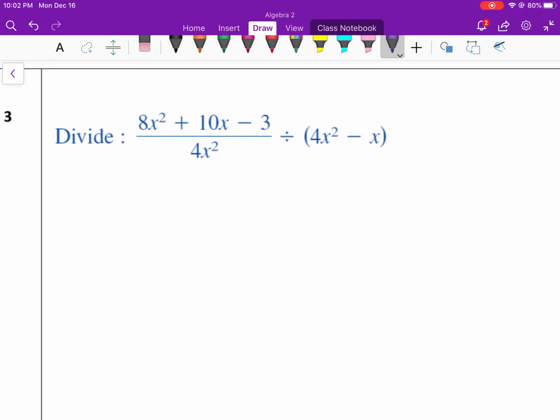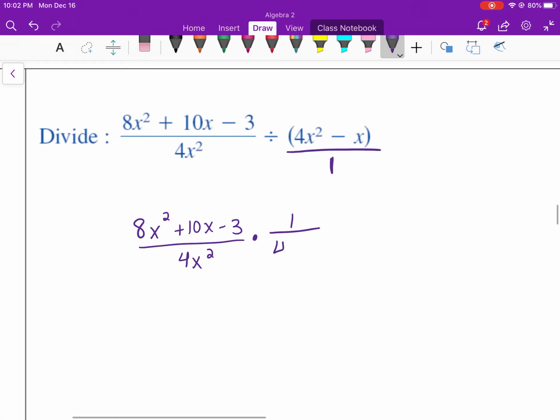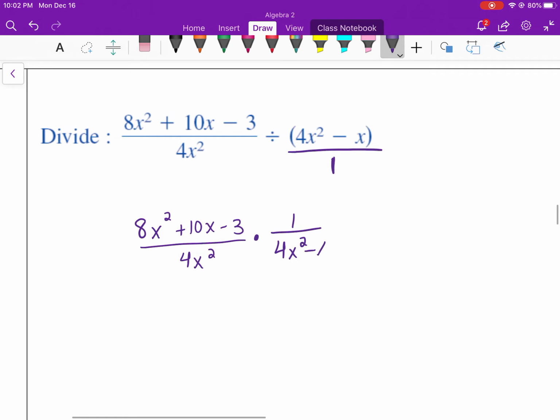Okay, so we're going to keep the first one the same, change it to multiplication, and then flip the second one. So remember, you can write any fraction as the numerator over 1, which we'll have to do in this one in order to flip it. So then we have 8x squared plus 10x minus 3 all over 4x squared. So we keep the first one the same. Then we multiply by the reciprocal, so it'll be 1 over 4x squared minus x.